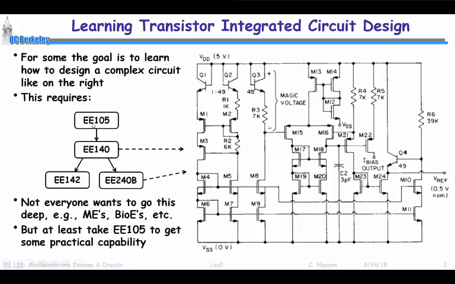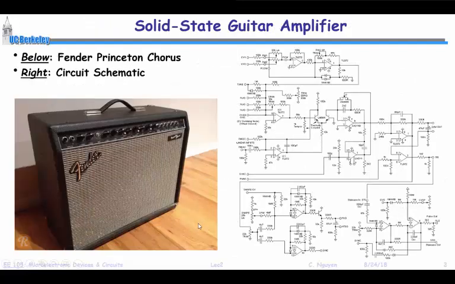So what this is saying, it takes you a good amount of time to get to this point right here. Okay, the question is, do you need to get to this point? And I would say for everyone, not necessarily, right? Only if you want to be a circuit designer that's in an analog or digital design house or something like that, do you need to get this far. Not everyone wants to go this far, but at least take 105 to get some practical capability. So what does practical capability mean? That means you want to design something like this.